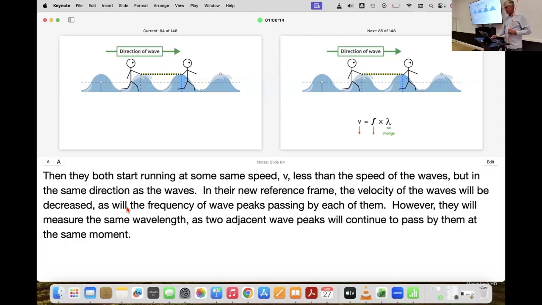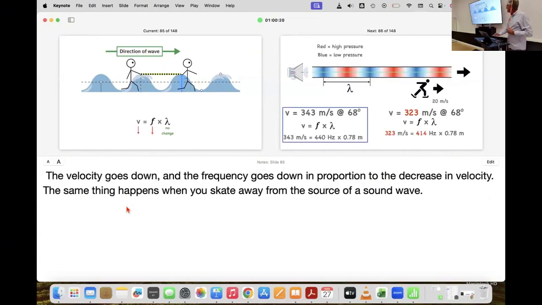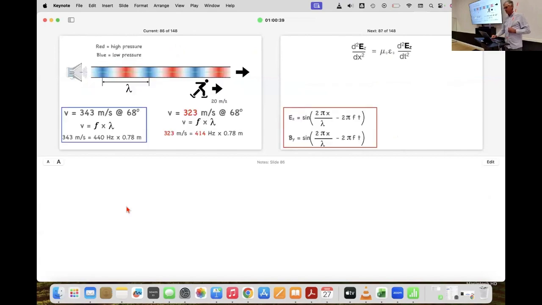So the wavelength is constant in every reference frame. But the velocity and the frequency go down. It's logically inconsistent to say that it doesn't, and the velocity goes down in proportion to that. No change in the wavelength. So that's how things should work with light too, they think. And then remember, we did the skating. The wavelength doesn't change. The velocity goes down, the frequency goes down.